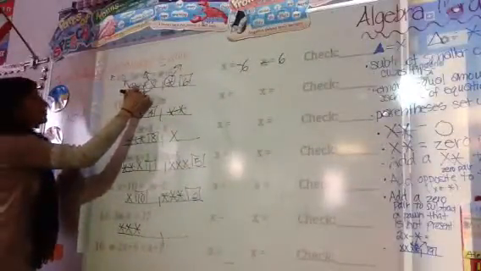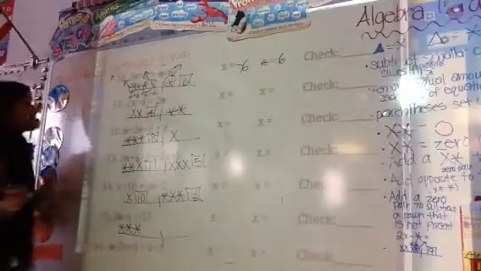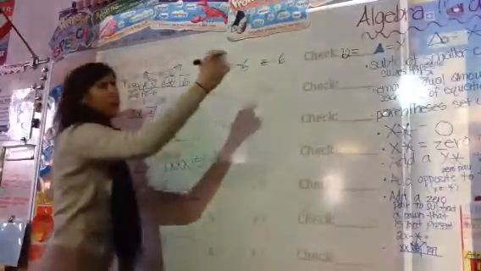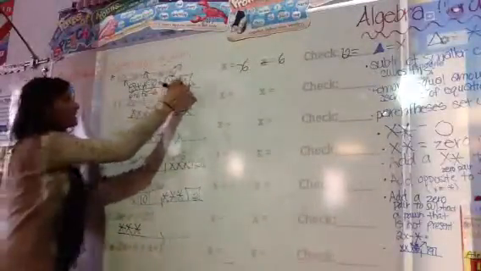Left side, 6 plus 6 plus 6 minus 6. 6 times 3 is 18, minus 6 is 12. And then right side, 6 plus 6 equals 12.